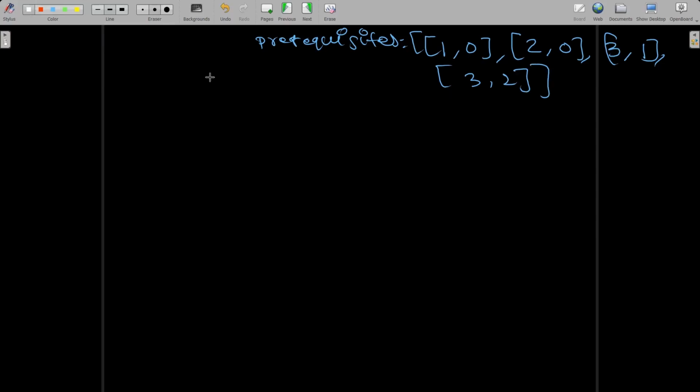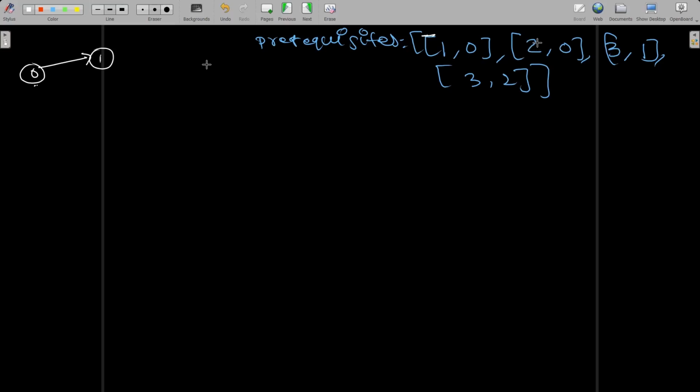Let's draw a directed acyclic graph. Firstly, we need to see what is going to be dependent on what. Let's just draw it in a normal fashion. You see over here that to take course 1, you need to take course 0, which basically means that course 1 is dependent on course 0. You need to take course 0 so that you can take course 1.